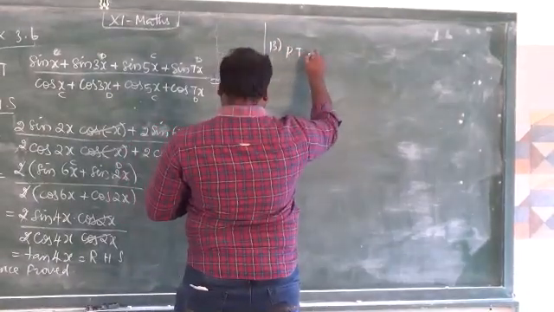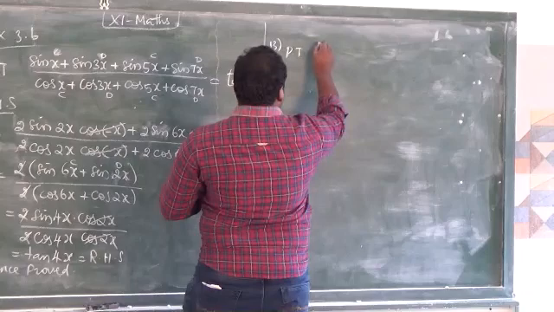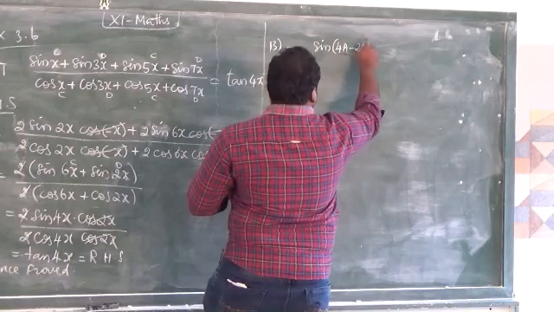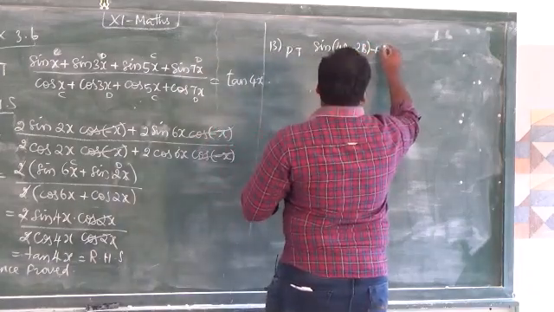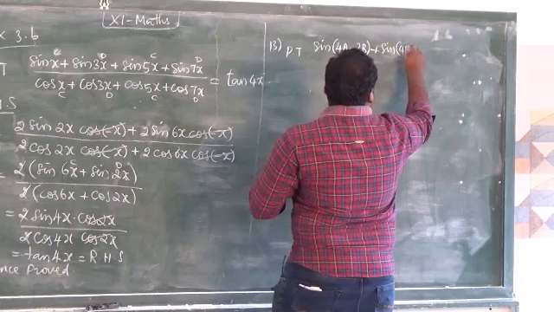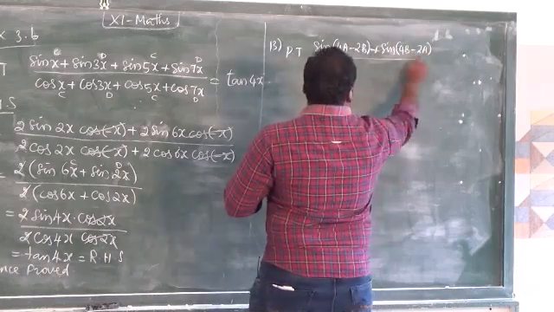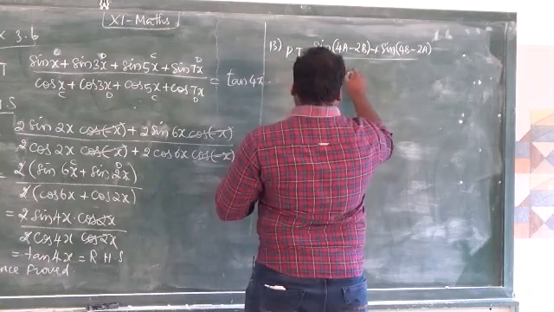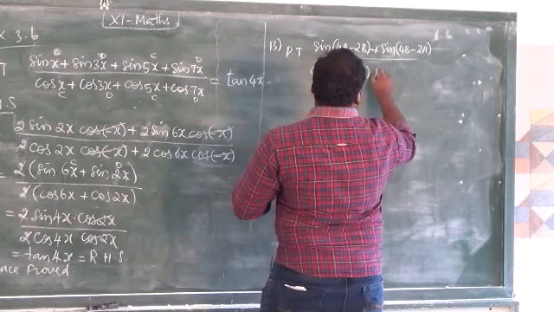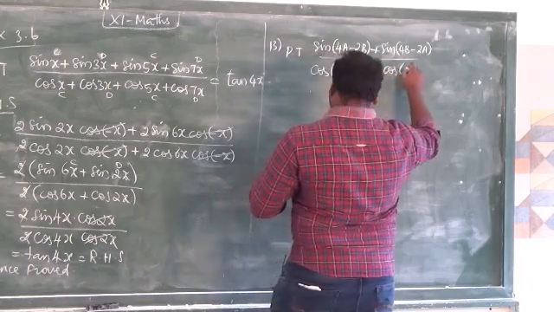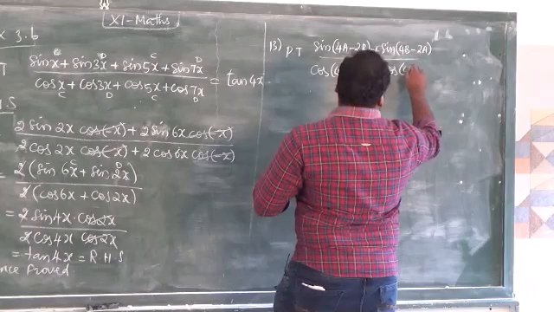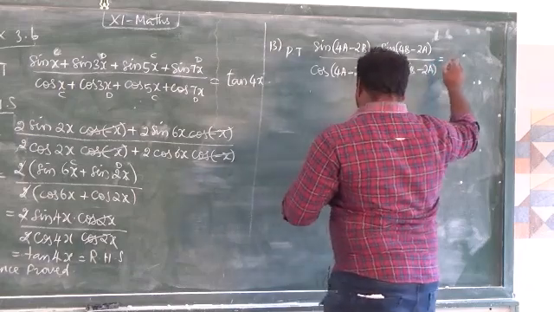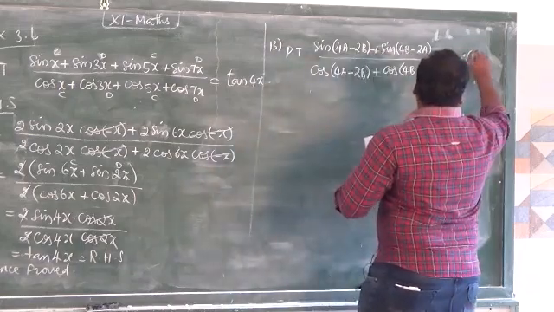Prove that (sin(4a minus 2b) plus sin(4b minus 2a)) divided by (cos(4a minus 2b) plus cos(4b minus 2a)) equal to tan of (a plus b).